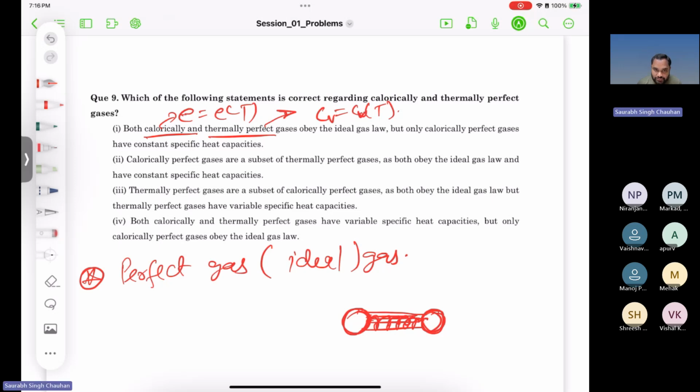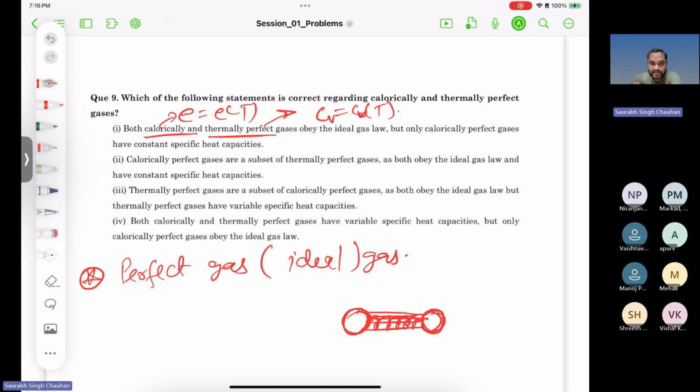So now you can answer this question. There are again 4 options. Option A, both calorically and thermally perfect gases obey the ideal gas law, but only calorically perfect gases have constant specific heat capacities. Yes, both are perfect gases, so they should follow the ideal gas law. So that's correct. That's what we have discussed just now.